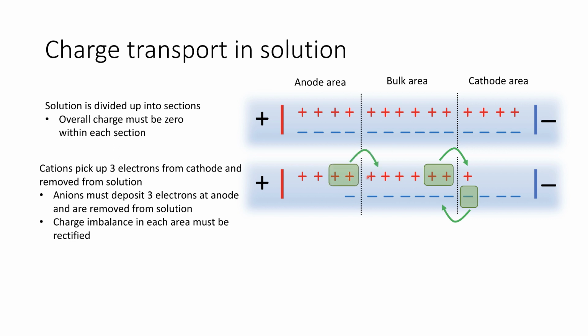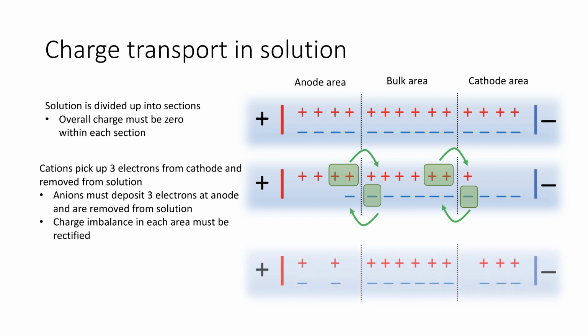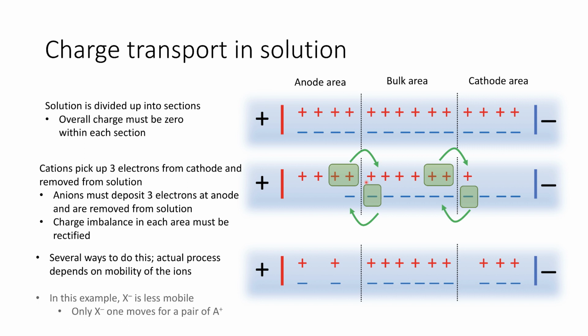We would expect the same thing to happen in the anode area, and this gives us an equal distribution of charge in each area. There are several ways of accomplishing this. We can have all 3 charges being balanced by one type of ion, or we can have it going the other way as well. In this example, we have simply said that our anion is less mobile, so only one anion moves for a pair of cations. So what we can say here then is that the cation is carrying twice as much current as the anion.